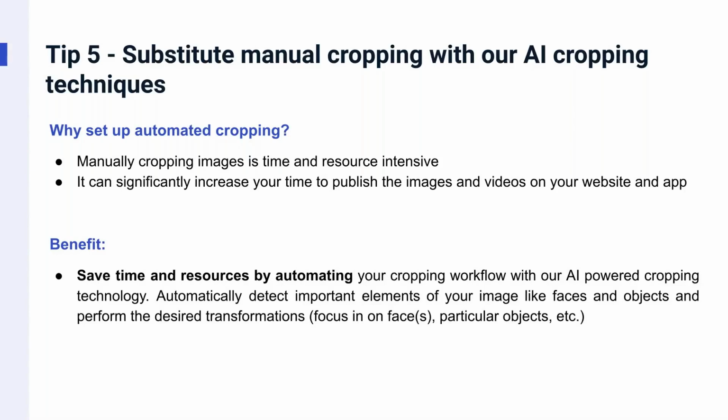Okay, so let's move on to the last tip, which is tip 5. And tip 5 is substituting manual cropping with our AI powered cropping technique, which we call G Auto. Cloudinary's intelligent gravity selection capabilities ensure that the most interesting areas or specified areas of each asset are selected as the main focus for the requested crop. This is not only for assets with faces, but for many content types.